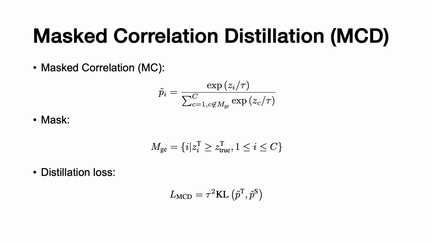Specifically, the mask is dynamically derived from teacher logits and labels. We designate all classes whose Logit values are greater than or equal to the Logit value of the true class as the targets for the masking operation. Similarly, the distillation loss calculates the KL divergence between two distributions.